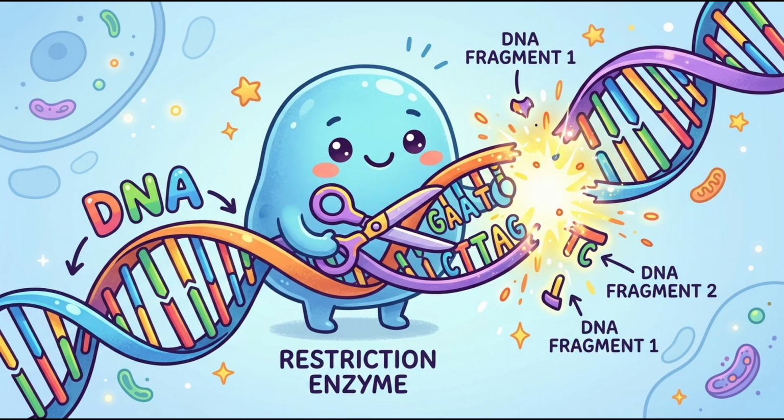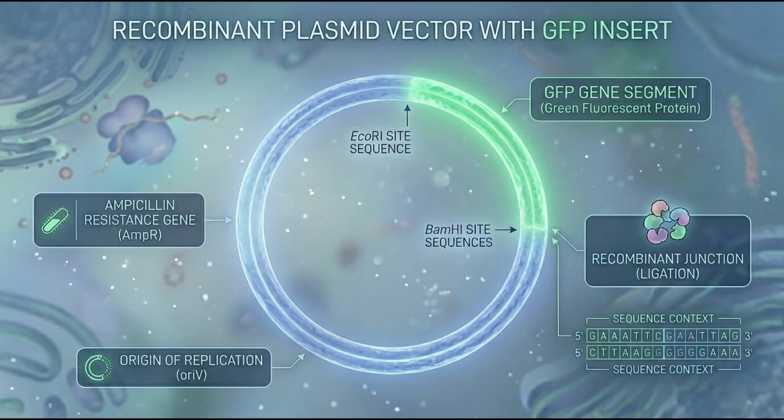Special enzymes called restriction enzymes are used to cut DNA at specific locations, while other enzymes called DNA ligases help join DNA fragments together. One of the most important tools in genetic engineering is a structure called a plasmid, which is a small circular piece of DNA found in bacteria.